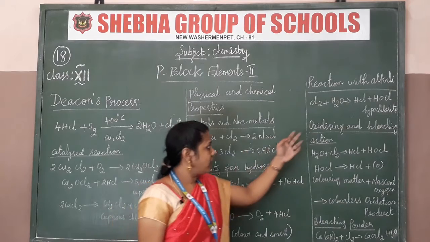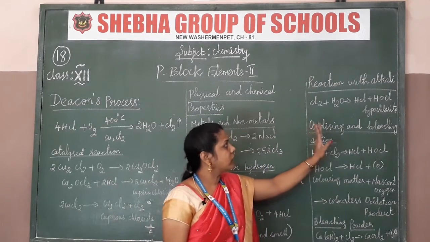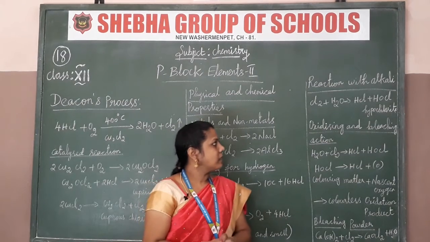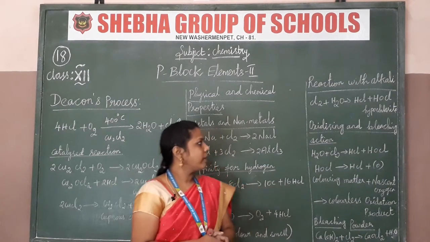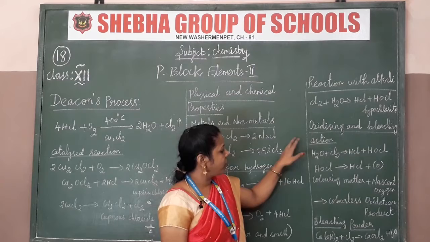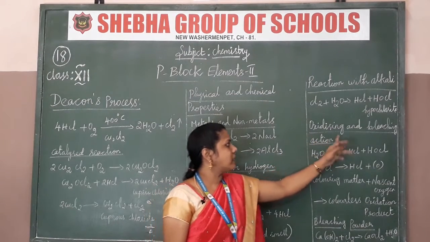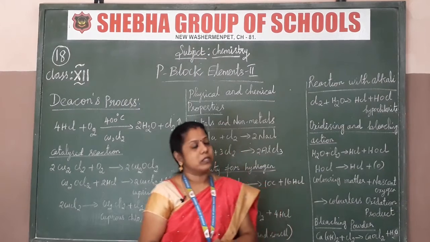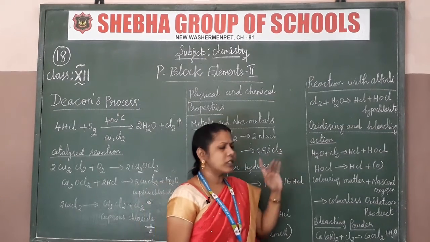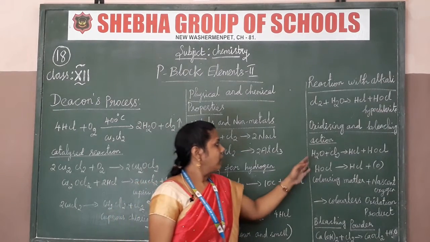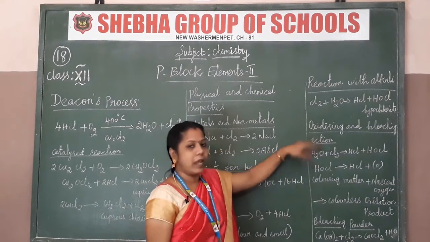Reaction with alkali means chlorine reacts with the water molecules, and we get hydrochloric acid and HOCl, that is hypochlorous acid. In this hypochlorite, we also have to go for the next concept, that is oxidizing and bleaching actions. Oxidizing means bleaching; that is a name for bleaching. Again I am going to write down the same thing.